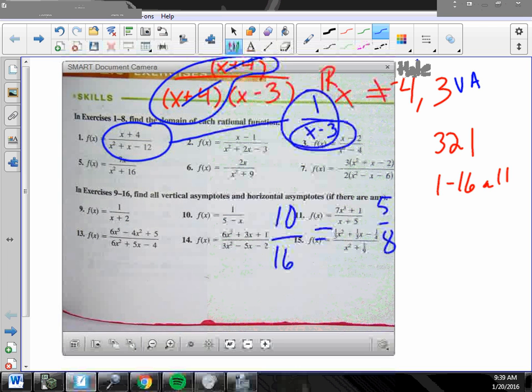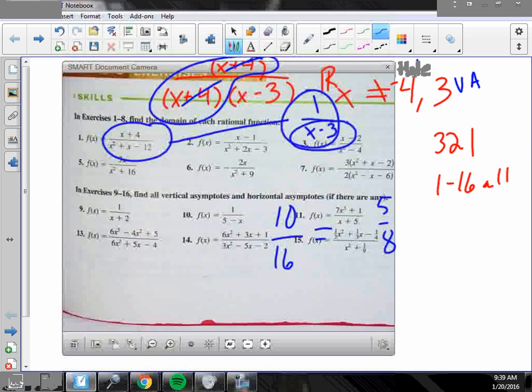And the way I remember it is, the graphs look the same. If you were to graph the original, x plus 4 over x squared plus x minus 12, and you were to graph 1 over x minus 3, you would not see any difference on your calculator. Your calculator does not display the holes. So the holes are the ones that are plugged when you simplify. Okay?